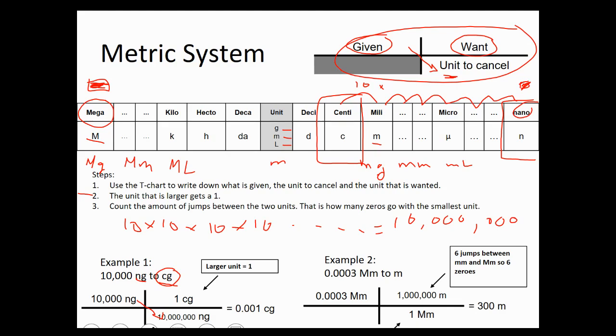So anyway, whenever we have this already set up, all you have to do is take your two numbers on the top and multiply them. And that number you get, you divide it by the number that's at the bottom. So we would do 10,000 times 1, which would give us 10,000, and then divide that number by 10 million. And when we do so, we would end up with the value 0.001 centigrams.